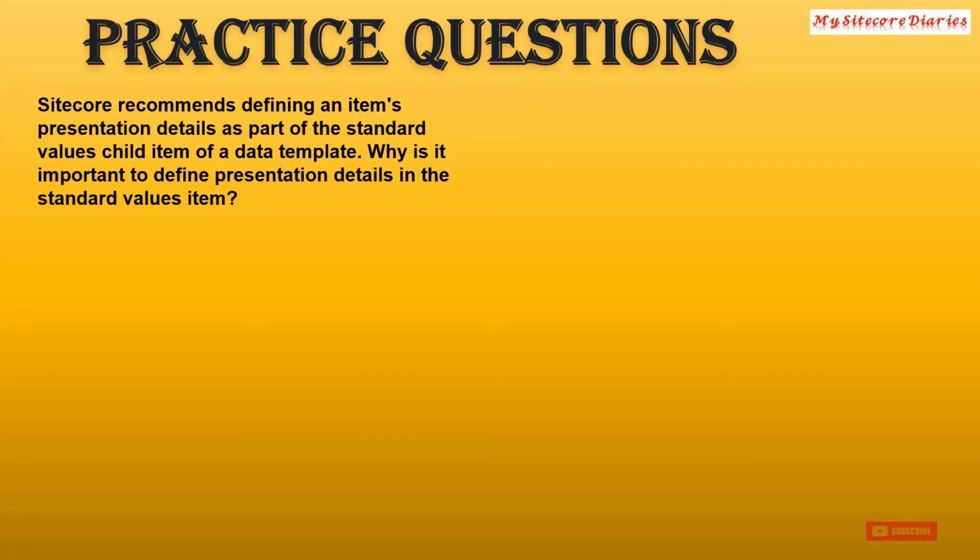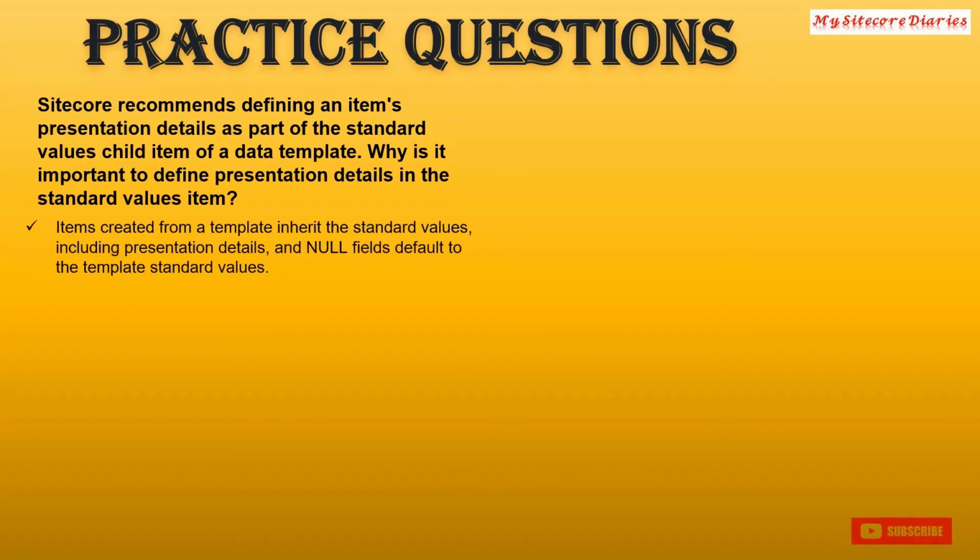Next question. Sitecore recommends defining an item's presentation details as a part of the standard values child item of the data template. Why is it important to define presentation details in the standard values item? Okay, so it is best practice to define your presentation details in the standard values item. Why so? The answer here is that items created from the template inherit the standard values. As we know, whatever values are in the standard values get inherited, including the presentation details and null field values also. So this is why we should be doing it at the standard values item.